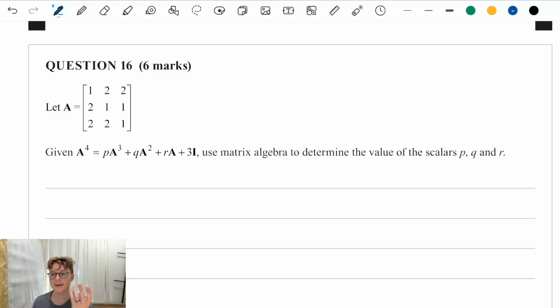I'm given the matrix A. We need to use our calculator pretty well here. Okay, again, if we write a matrix in, I can find A to the power of 4. That's part of the first bit of the given. So given A to the power of 4 equals pA cubed plus qA squared plus rA plus 3 times my identity matrix. I guess it is relevant.